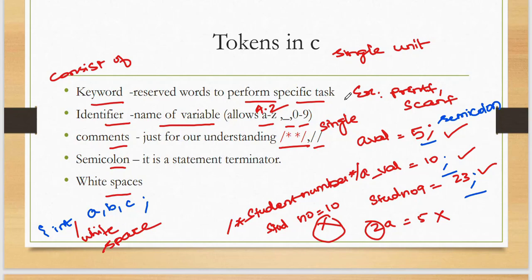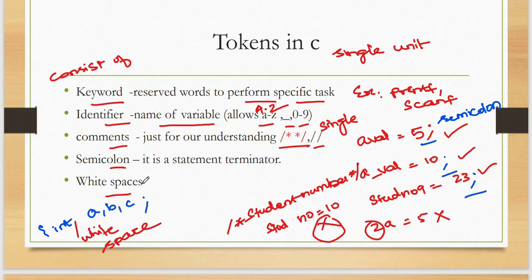And what is a comment line? It is just for our understanding that we write in the program. So there are single-line comments and multi-line comments. If I want to make multiple lines a comment, I have to mention slash, star, and star slash. If I want to make a single line a comment, I have to use the double slash. And the next one is semicolon.